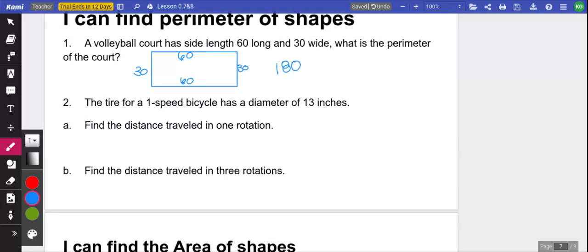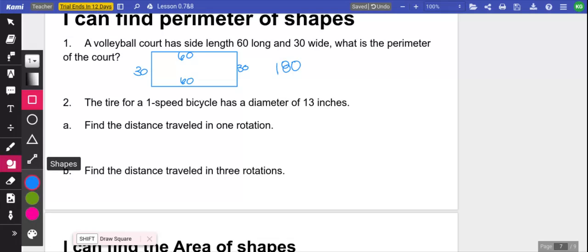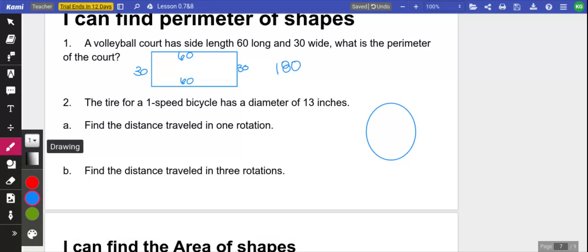The tire for a one-speed bicycle has a diameter of 13 inches. So I've got this bicycle tire whose diameter is 13. Find the distance traveled in one rotation. Well, the distance traveled, if I start counting here where the bike is on the ground and I do one pedal, it's going to go all the way around my circle once. So I know I'm looking for the circumference, which is pi times 13.